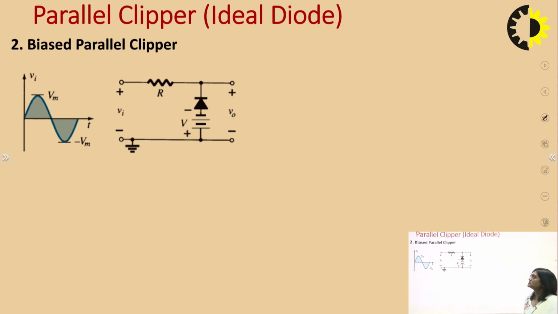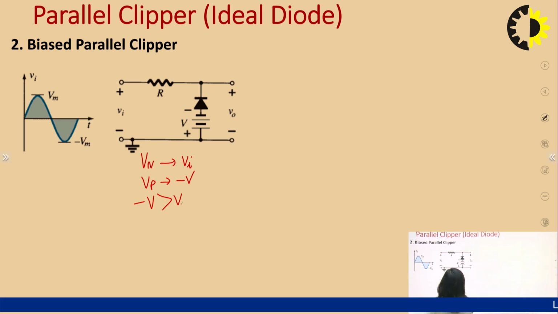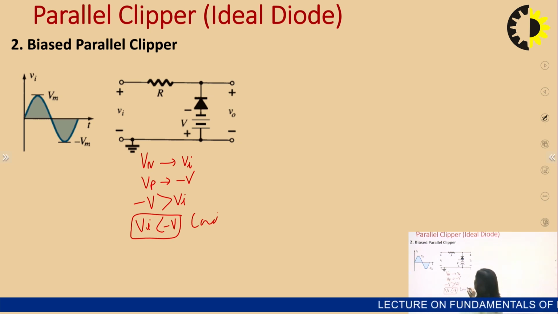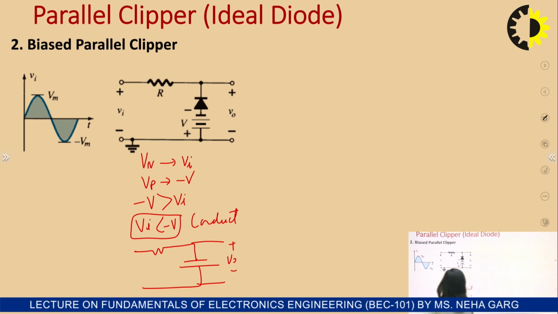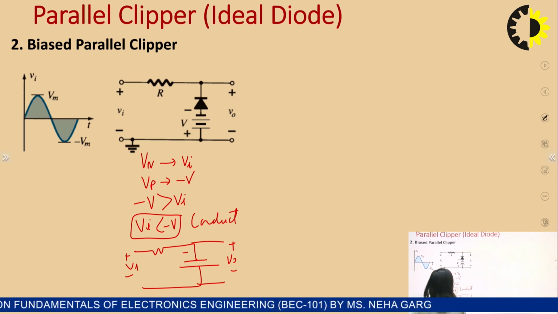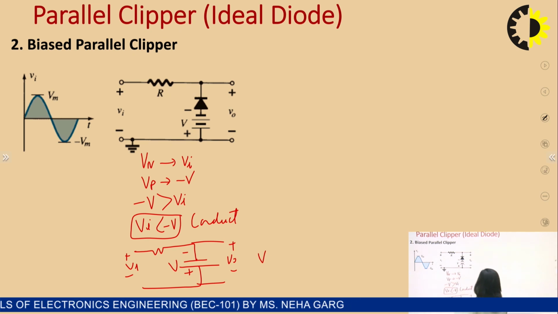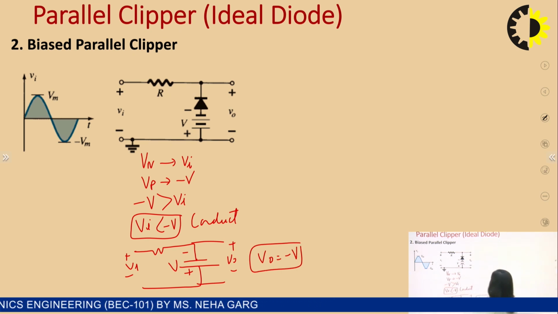Now this is for the next case. We can see now the N plate is connected with the Vi, and the P plate is connected with the minus V. So here minus V is greater than Vi, or we can say Vi is less than minus V. So for this condition our diode will conduct. And now if we draw the equivalent circuit, the diode will be short, and it will be in this way. V naught plus minus, this is Vi plus minus. So this is minus plus V. So V naught would be equal to minus V in this case.